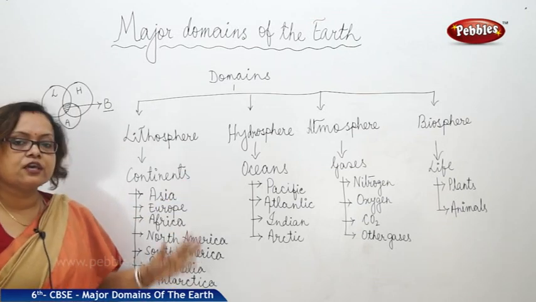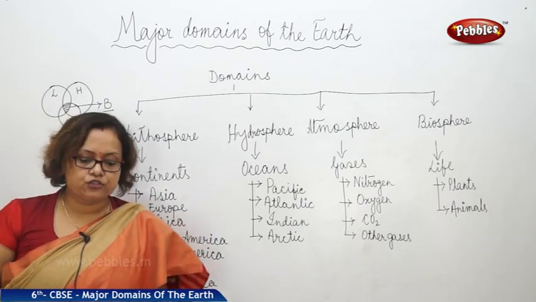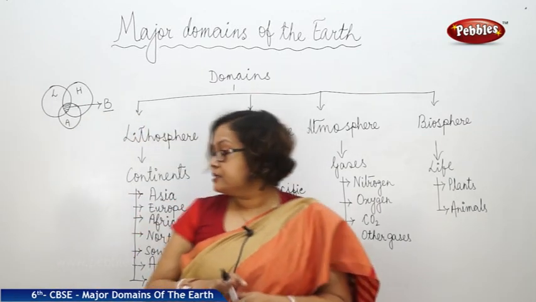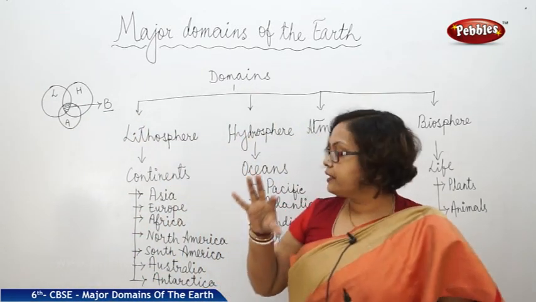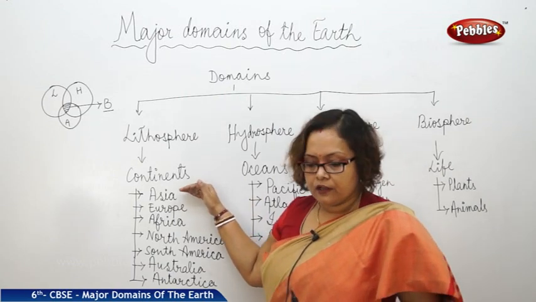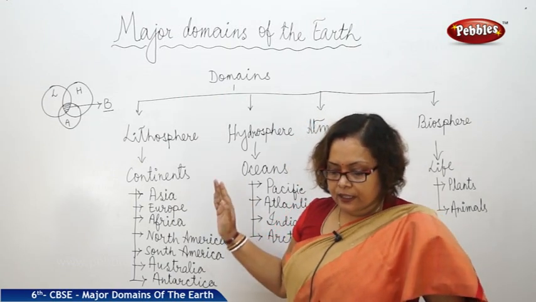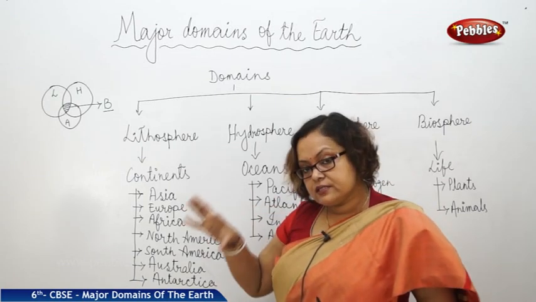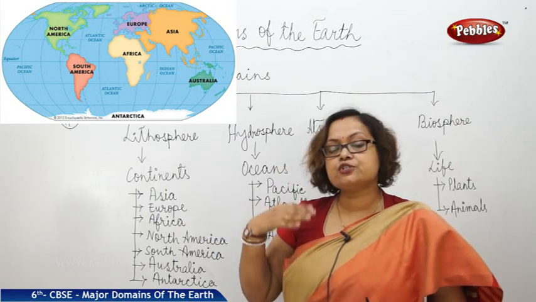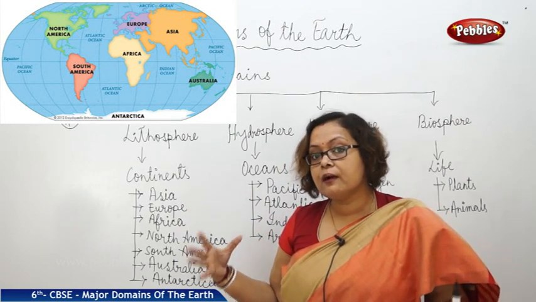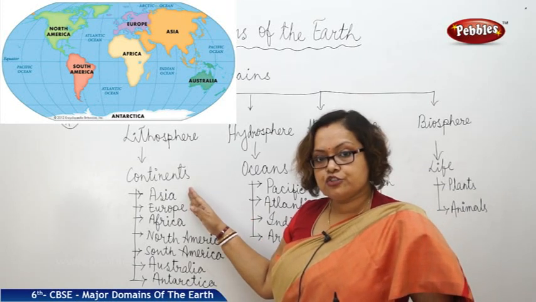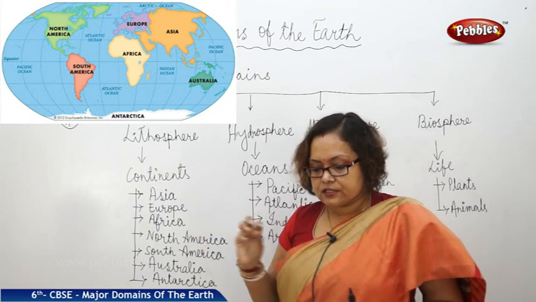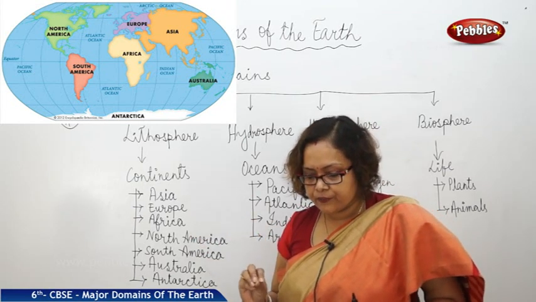The first one is Asia. Asia is the largest continent. It is the major part of the earth that is covered by Asia, the first continent. Even India, our country, is situated in Asia. The largest mountain range, Himalaya, is also in Asia. Next, the smallest continent, that is Europe. It is the smallest continent.